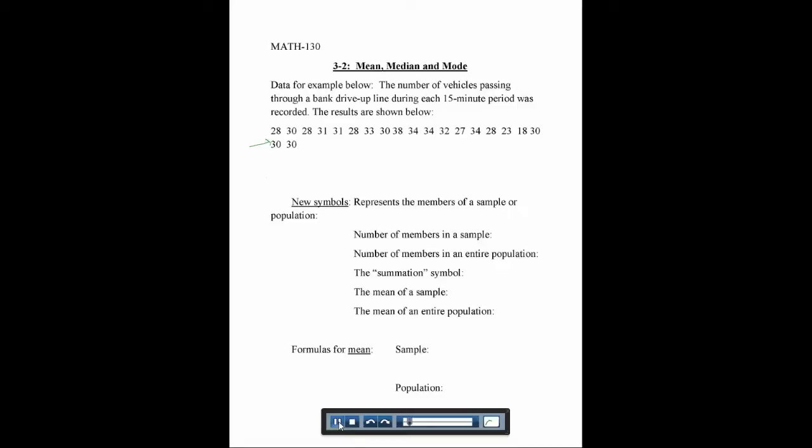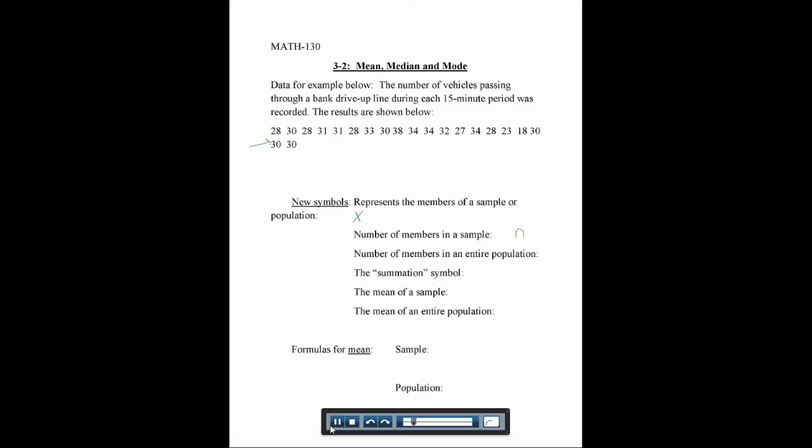First we need to talk about some symbols. These are symbols that you'll see throughout the course. The first one, the symbol x, represents the members of a sample or a population. These are really going to be our data values. Whenever you see an x in a formula, that's where you put your data values. The number of members in a sample, how many you have in your sample, is a little n.